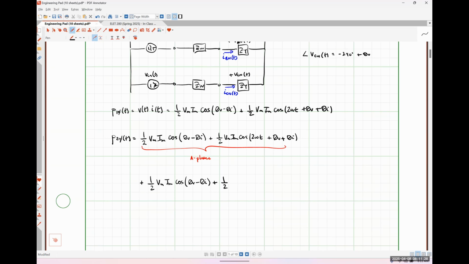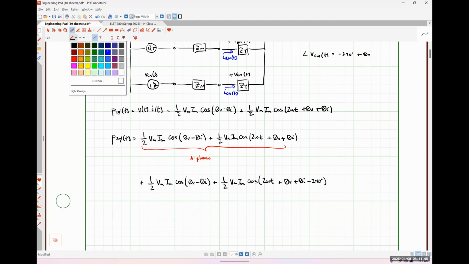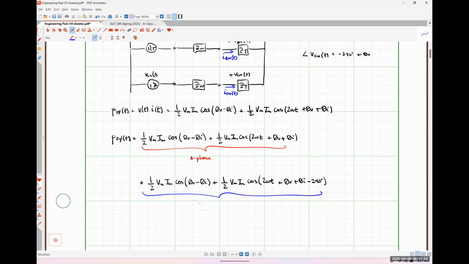And then I'm moving on to the AC term, and I'm going to have a Vm Im cosine twice omega t. And now when I add those guys together, that's going to look like plus theta v plus theta I minus 240 degrees. So this whole thing is what's going on in my B phase.